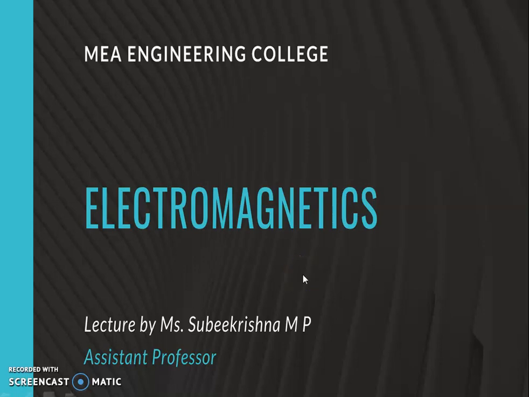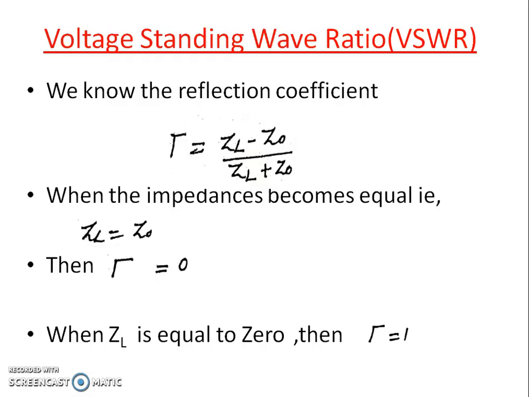Hi students, in the last lecture we discussed the reflection coefficient of a transmission line, and in this lecture we will study the voltage standing wave ratio, that is VSWR. And we know the value of the reflection coefficient, capital letter gamma, is equal to ZL minus Z0 divided by ZL plus Z0. This is the value of the reflection coefficient with respect to the impedance value.